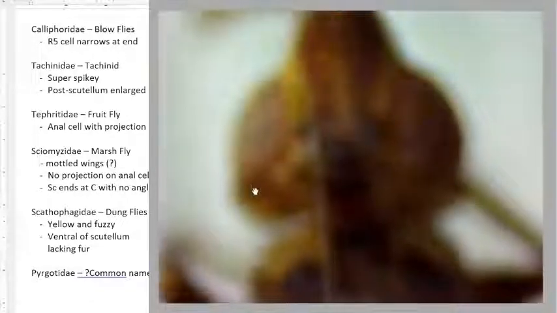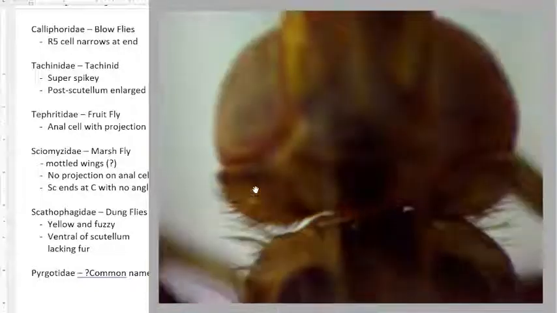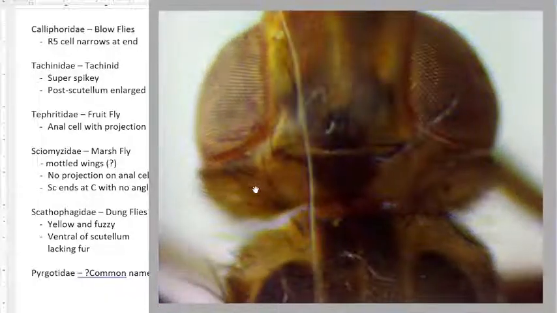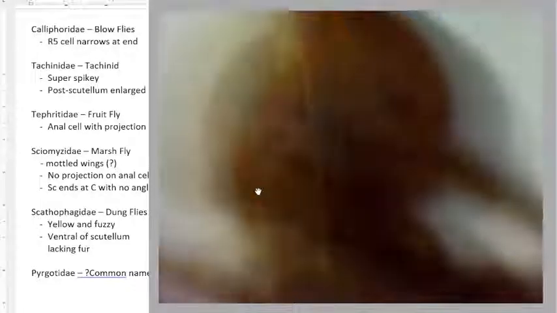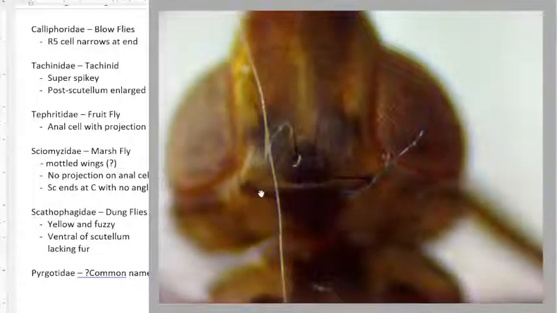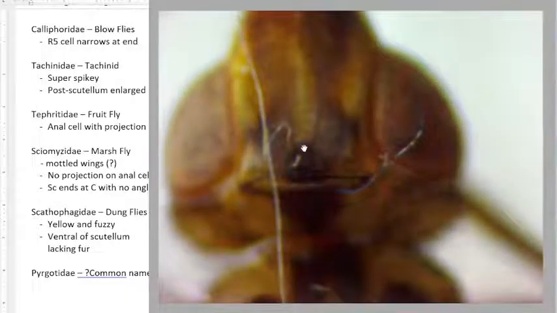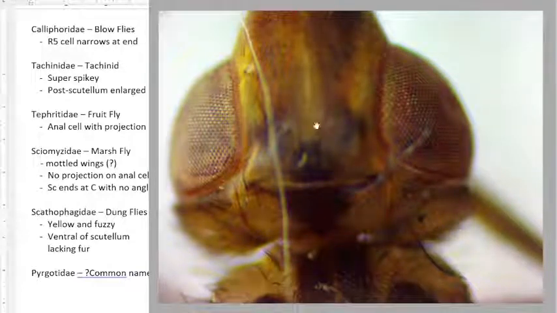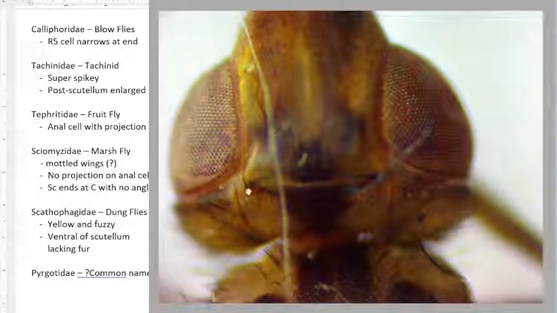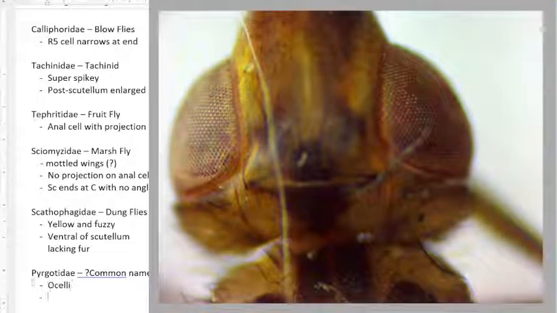Now, what we're looking for is something that doesn't exist. On most flies, if you look at the top of the head, right about here, in between the two compound eyes, you'll find three simple eyes, also called ocelli. With pergotids, they don't have ocelli. And that's a character that is difficult to describe.